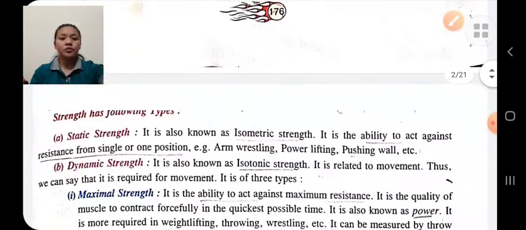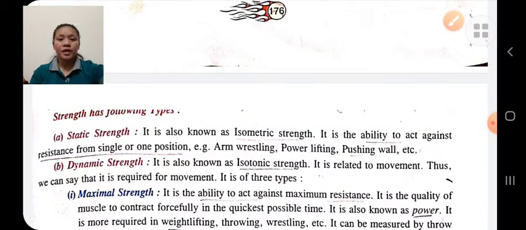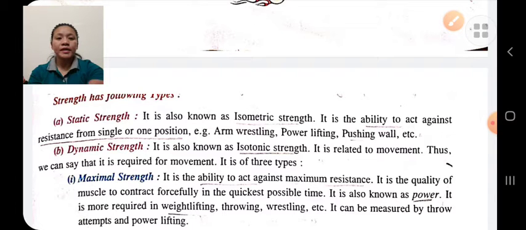Strength is of two types: static strength and dynamic strength. Static strength means the ability to overcome a resistance from a single position. There is no movement. The person has to overcome the resistance from one position. For example, pushing a wall. When you push the wall, you use force, but there is no movement.